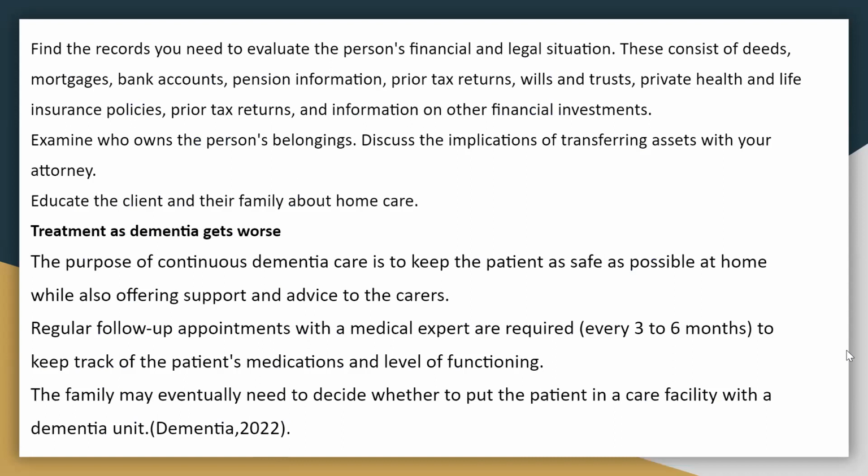Find the records you need to evaluate the person's financial and legal situation. These consist of deeds, mortgages, bank accounts, pension information, prior tax returns, wills and trusts, private health and life insurance policies, and information on other financial investments. Examine who owns the person's belongings. Discuss the implications of transferring assets with your attorney.